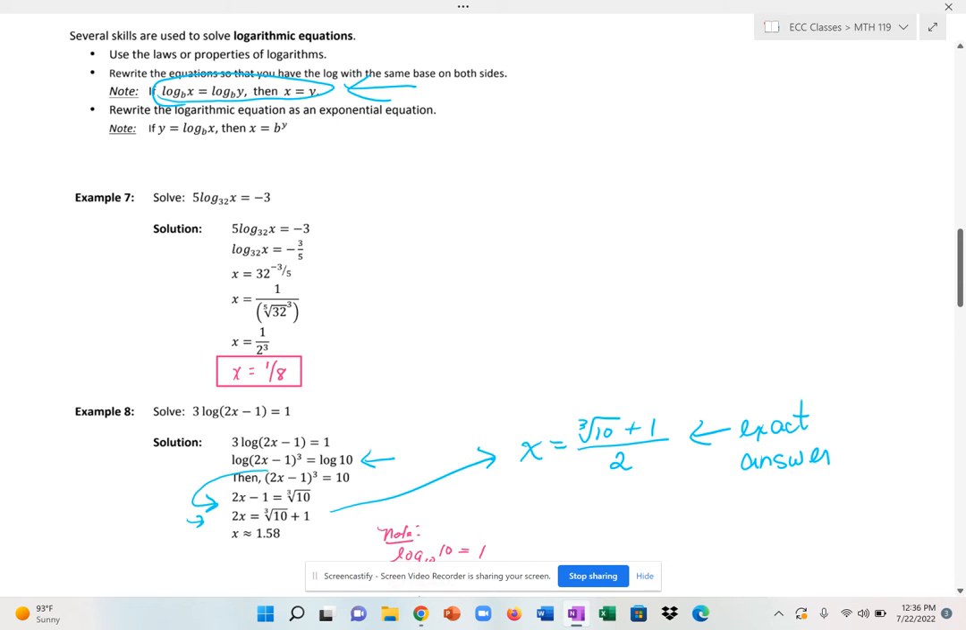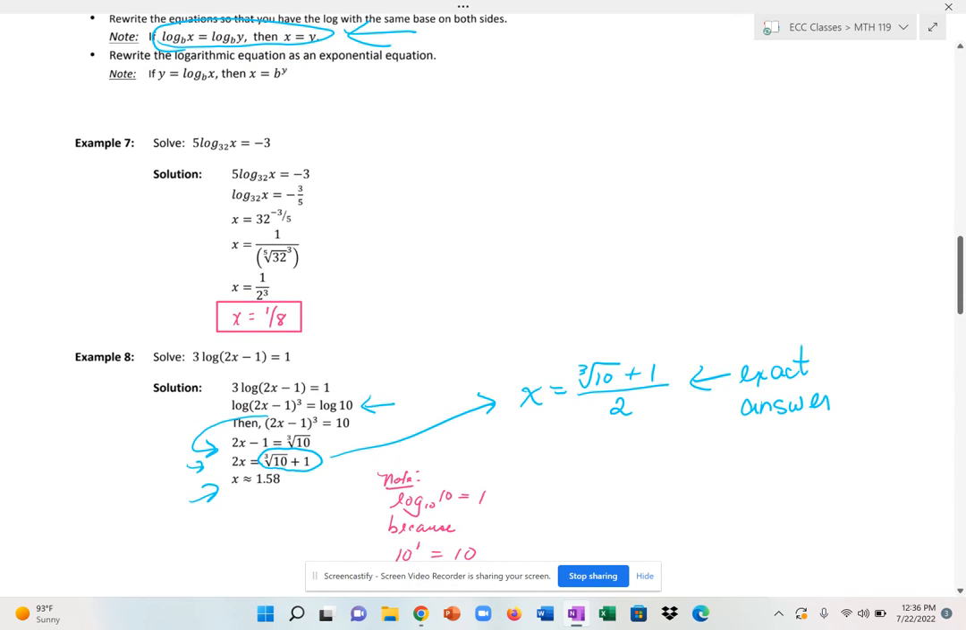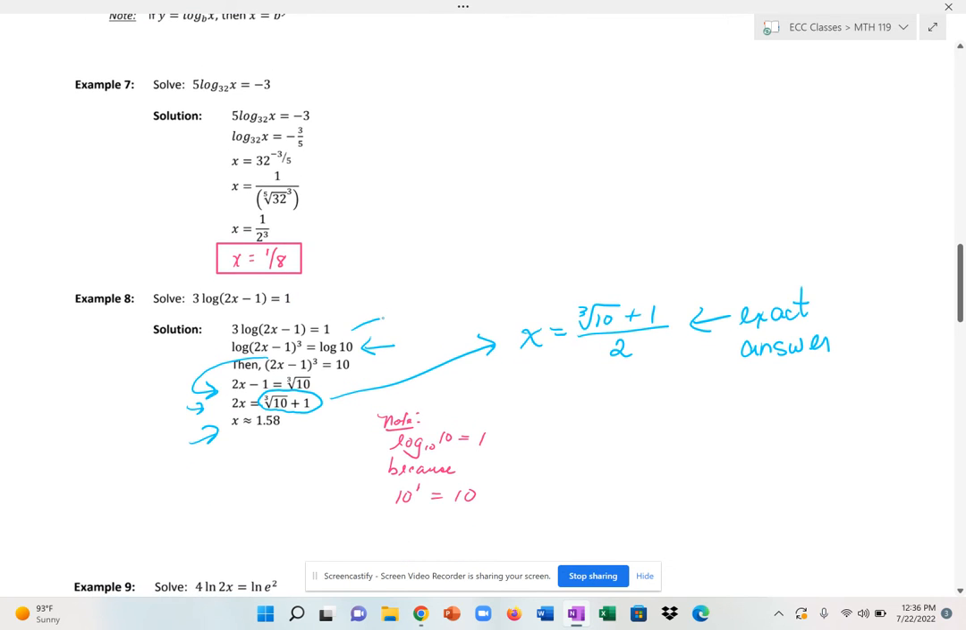In this case, I rounded to the hundredths place. So if I take the cube root of 10, add 1, and divide it by 2, my x will be approximately 1.58. Okay, and this is just a reminder of what I mentioned earlier, that the log base 10 of 10 is equal to 1 because 10 to the first power equals 10. And the answer of a logarithm is the exponent.